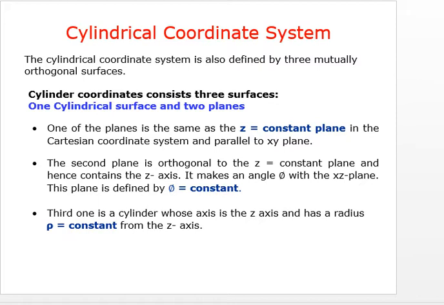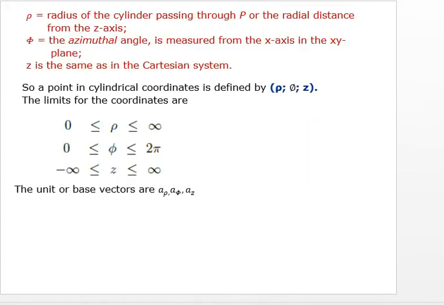First one is the plane of constant z, which is parallel to the xy plane. Second is a cylinder of radius rho with the z axis as the axis of the cylinder. This is called the rho constant plane from the z axis. And the third plane is a half plane perpendicular to the xy plane at an angle phi with respect to the xz plane, and this angle is the azimuthal angle. So a point in cylindrical coordinates is defined as rho, phi, z.